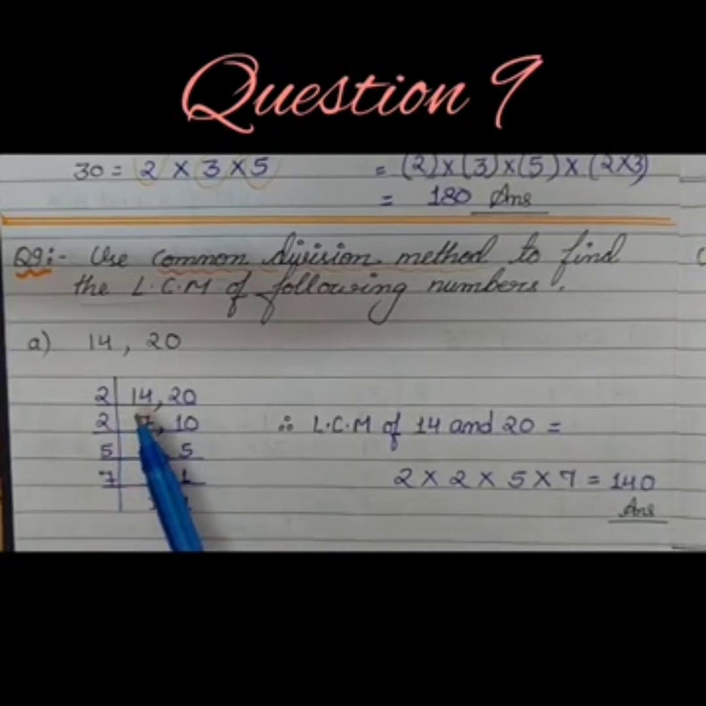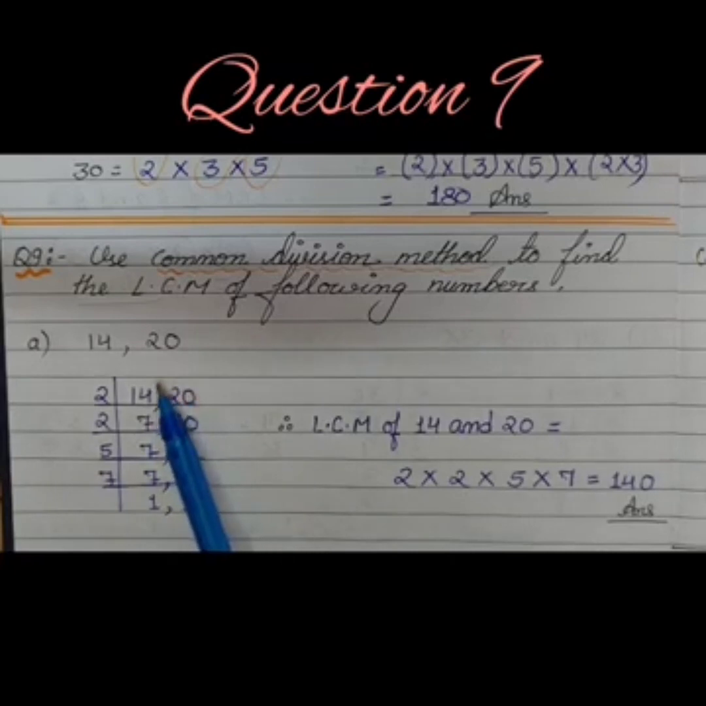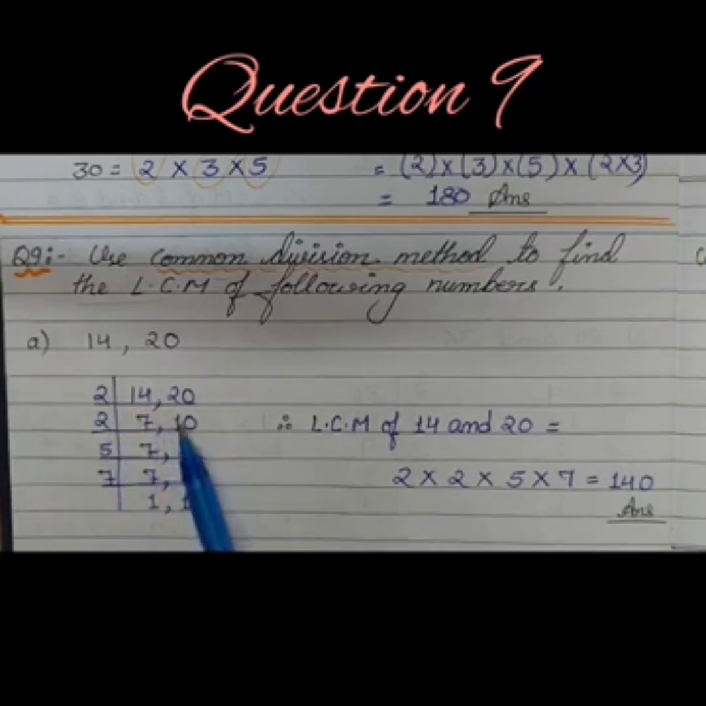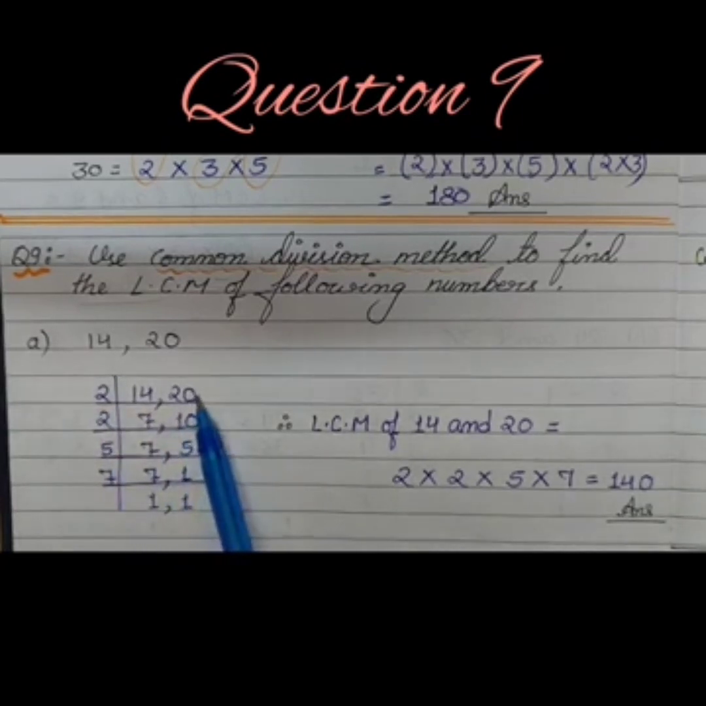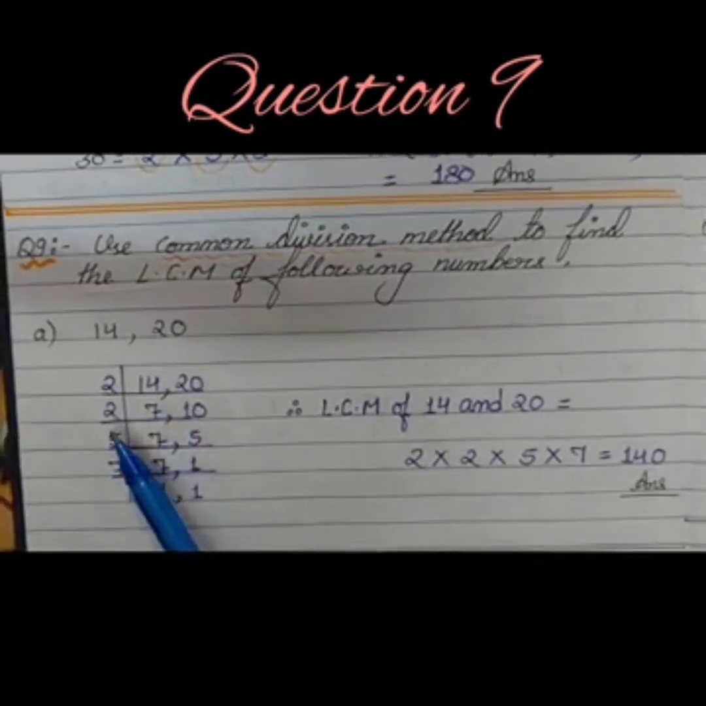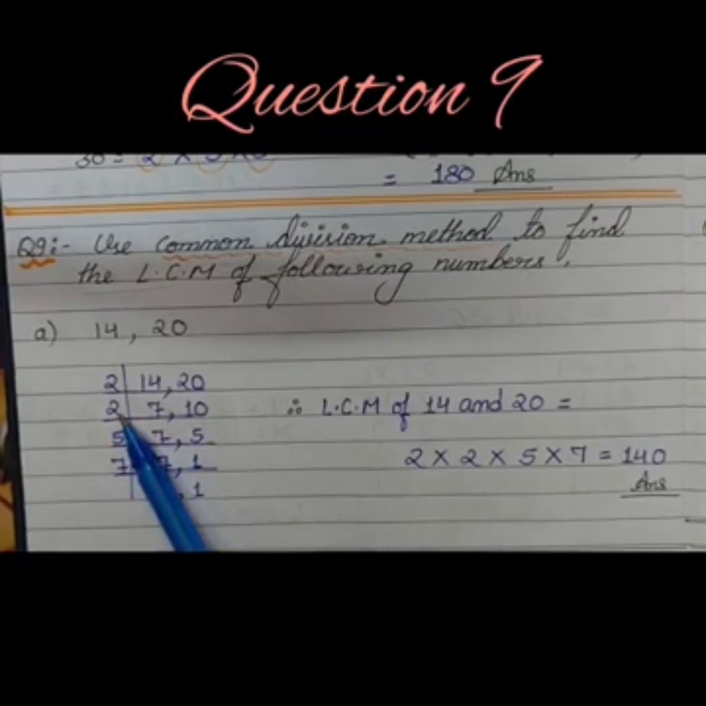Now the second step is to choose the least prime number that divides the given numbers completely. So 2 is our least prime number. 2 7s are 14 and 2 10s are 20. Now choose the next prime number and continue the process. Here I have taken 2, but 7 is not divisible by 2.